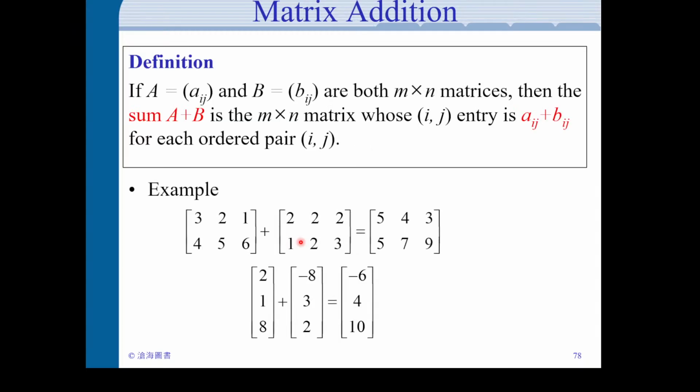Then we have matrix addition. It's also quite intuitive. We have two matrices with the same size. Then we can add them together, and we just add every entry together. So we have those two matrices added together. Let's say we have 3 plus 2 becomes 5, and here we have 5 plus 2 becomes 7, etc. And here we also have 2 entries, so this 2, 1, 8 plus minus 8, 3, 2, and every entry gets added together. So 2 plus minus 8 becomes minus 6, etc. Okay, this is matrix addition.